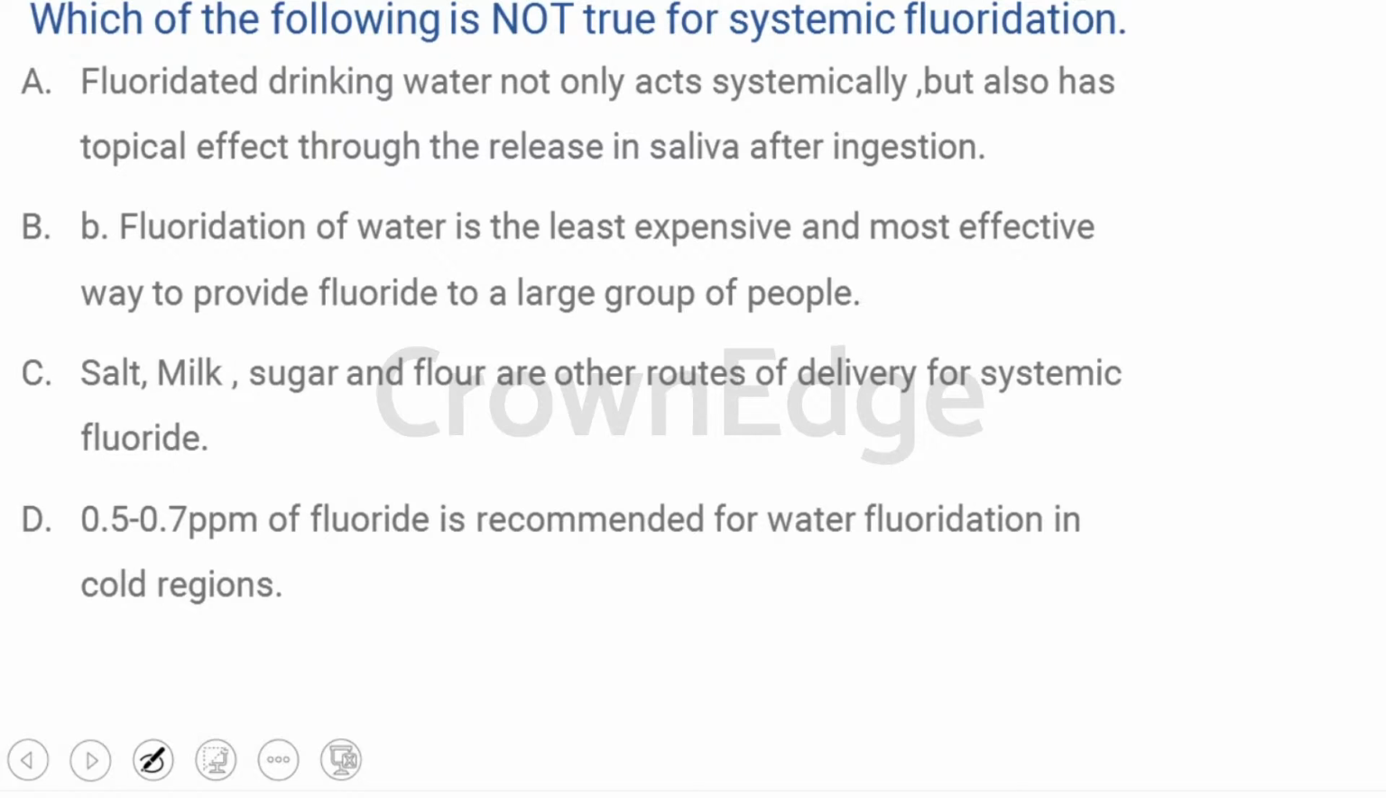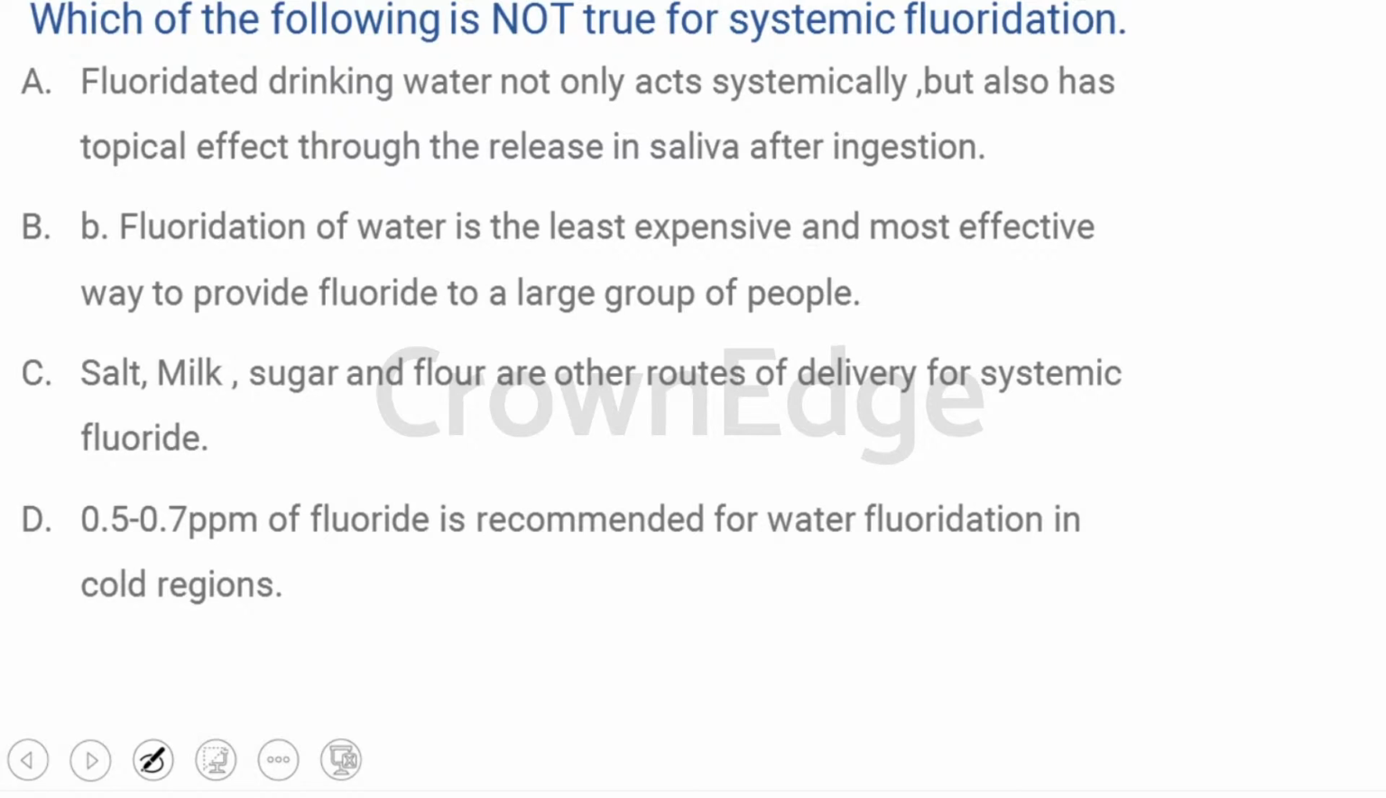So if you see, it is less than 1 mm, somewhere between 0.5 to 0.7 mm in extremely hot climates. That is any region that shows a climate temperature of more than 26 degrees centigrade. The ppm of fluoride should be adjusted to 0.5 to 0.7 ppm in water.